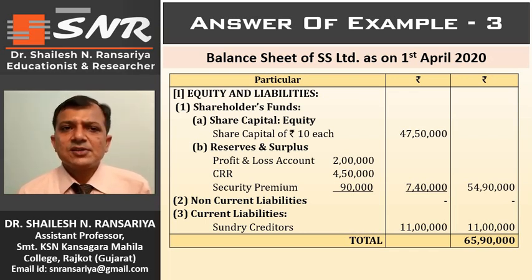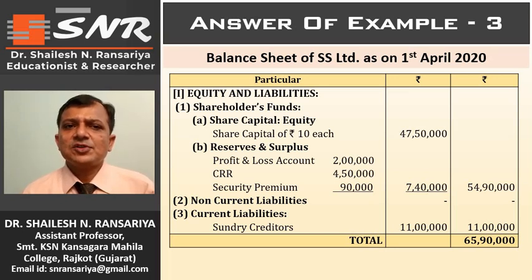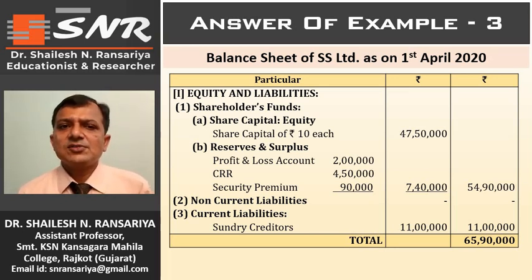Reserves and surplus. P&L account, the remaining value 2 lakhs. CRR value 4,50,000 and security premium 90,000. Security premium, new shares value less redemption premium write-off. So 150 less 60,000, so the difference is 90,000. Total reserves and surplus 7,40,000. Total share capital plus total reserves 54,90,000, known as shareholders funds.